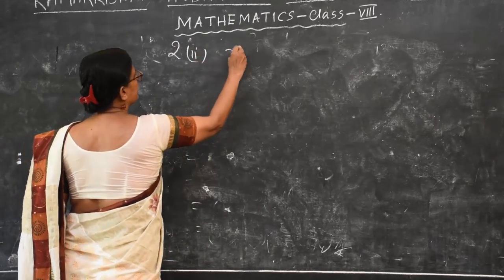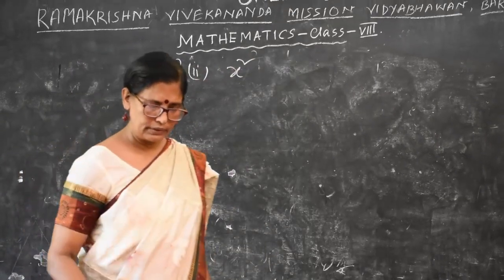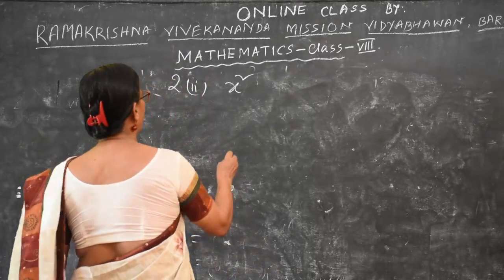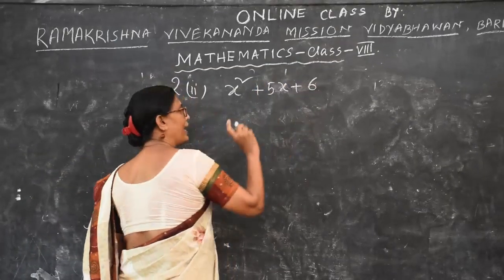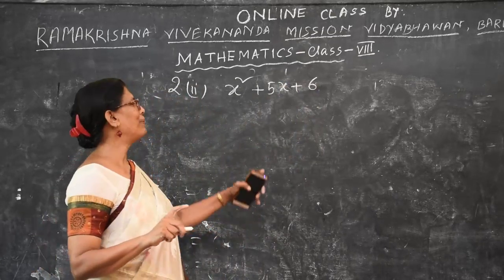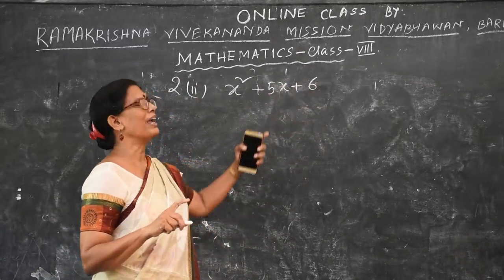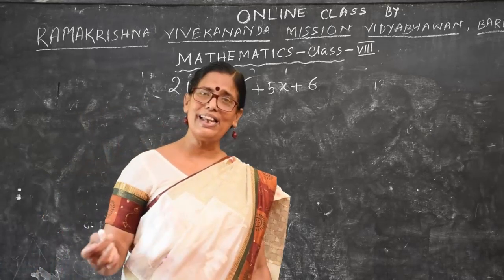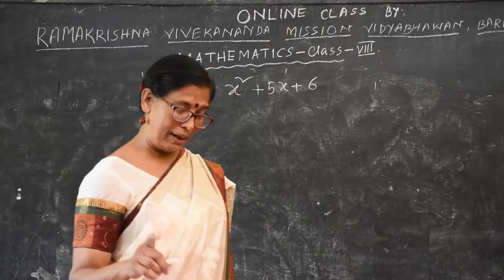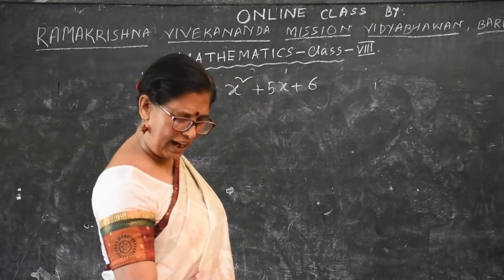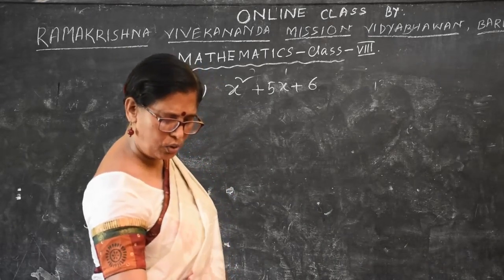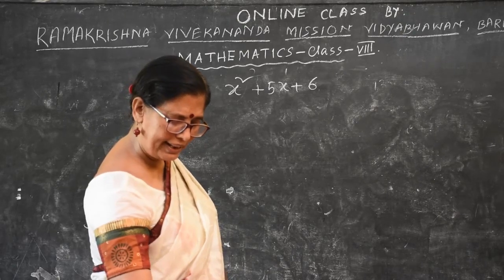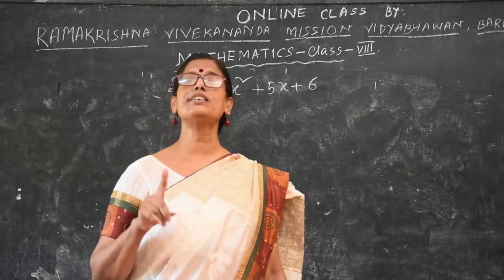This one is x square plus 5x plus 6. For the middle term, please see this one: from 6 to 5, 3 plus 2. We can easily do it by the 13.1. But the direction is given there: resolve the following algebraic expression into factors by expressing them as the difference of two squares.